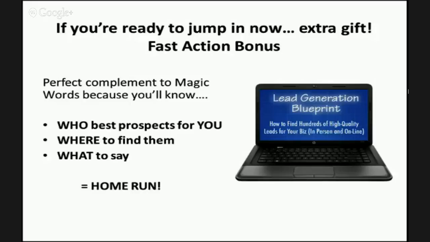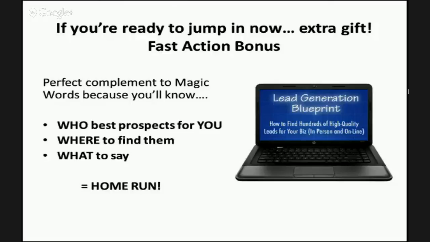And the reason that I wanted to offer this as a bonus, it's really the perfect complement to the Magic Words program, because I found as people went through that program, they were getting great results, but they were running out of leads. And they would come to me and say, okay, what do I do now? People are saying yes, but I need to get out and find more people. So it inspired me to put this program together. And the reason it works so well with the Magic Words program is as you go through this, you will discover who the very best prospects are for you and for your particular products and business. It's probably not who you think it is.